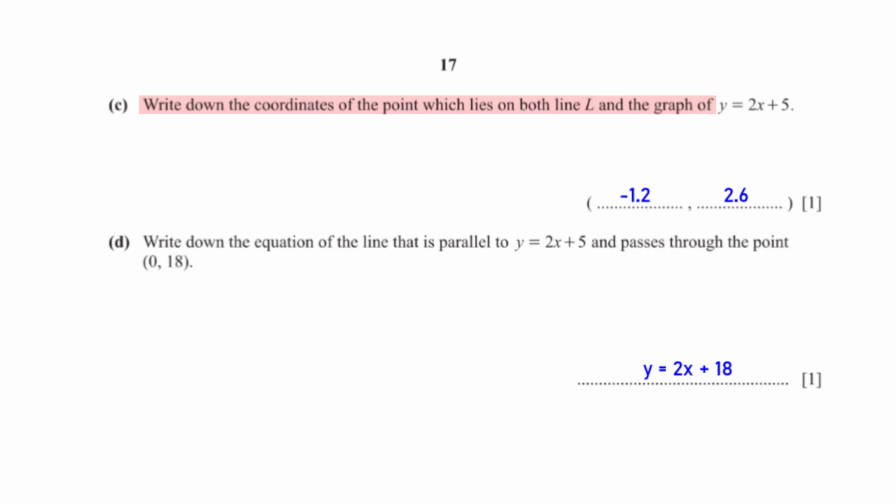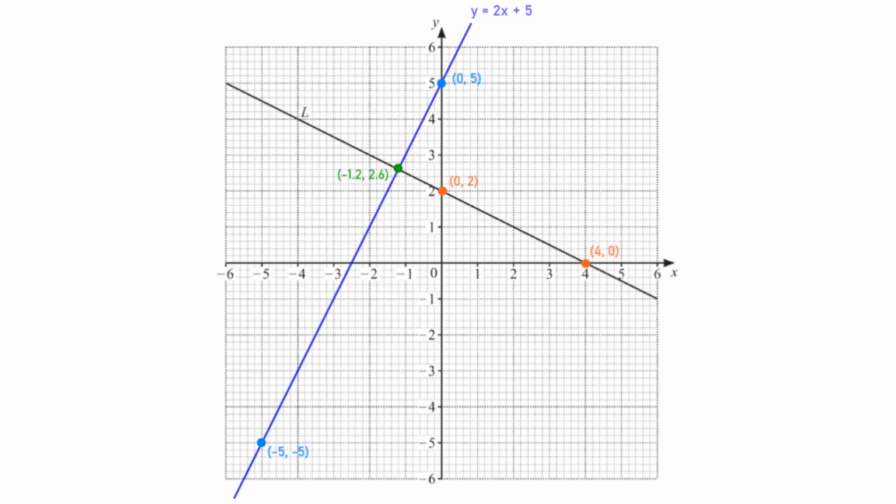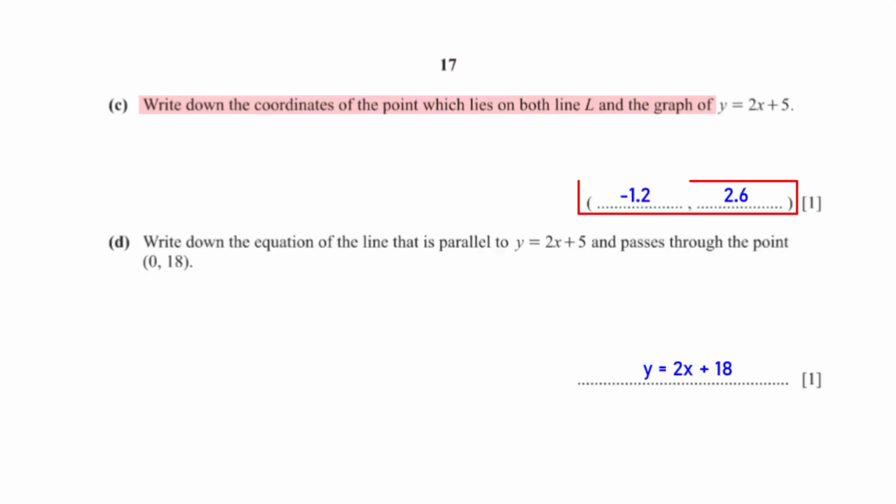Write down the coordinates of the point which lies on both line L and the graph of y equals 2x plus 5. On the grid, we see that the coordinate of this point is negative 1.2, 2.6.